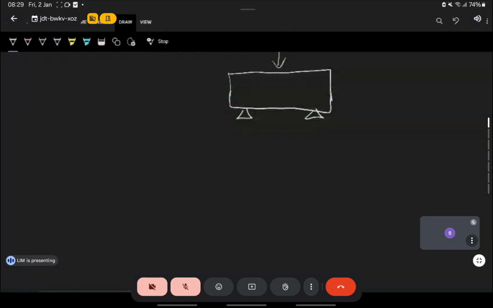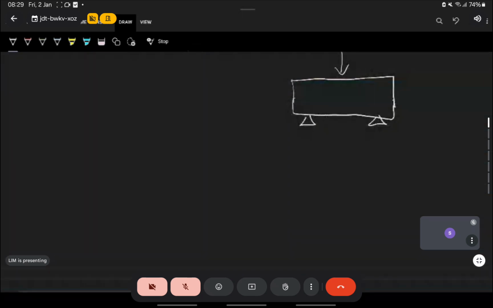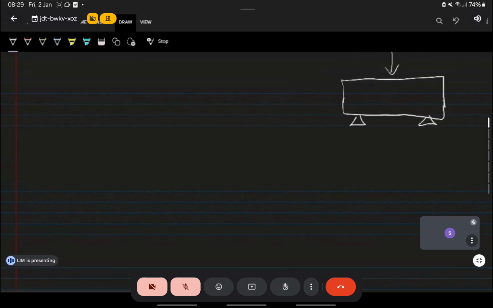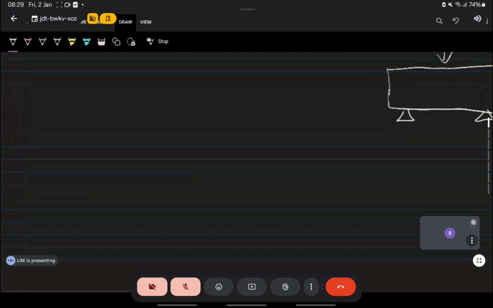Normally writing is a problem on this tablet. Wait, I have to adjust my angle. Which is retaining wall design. This one's more interesting, more important, and more relevant. That's why I want to cover it.